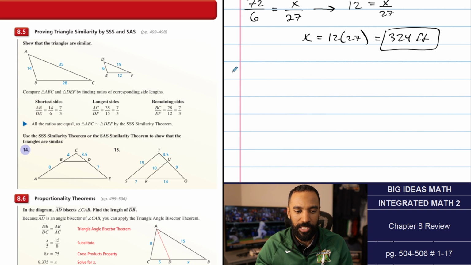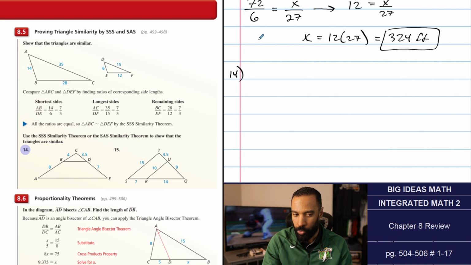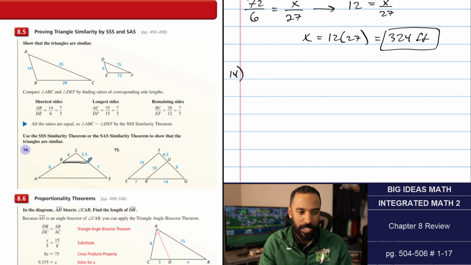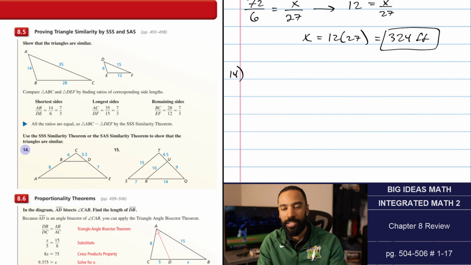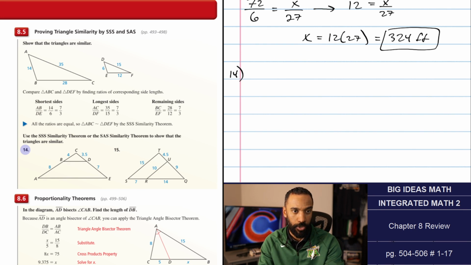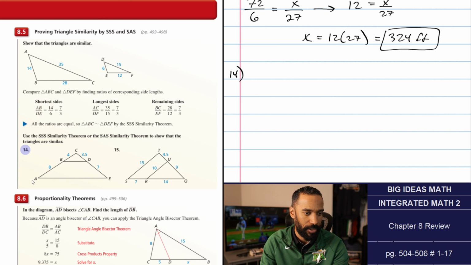Now that was side, side, side. There's also one that's side, angle, side, which actually looks like what we're going to do in number 14. See, I don't know these side lengths B, D, and AE. I don't really have a way of coming up with them. What I do know, however, and I don't know if you're aware of this, let's copy and paste this diagram.